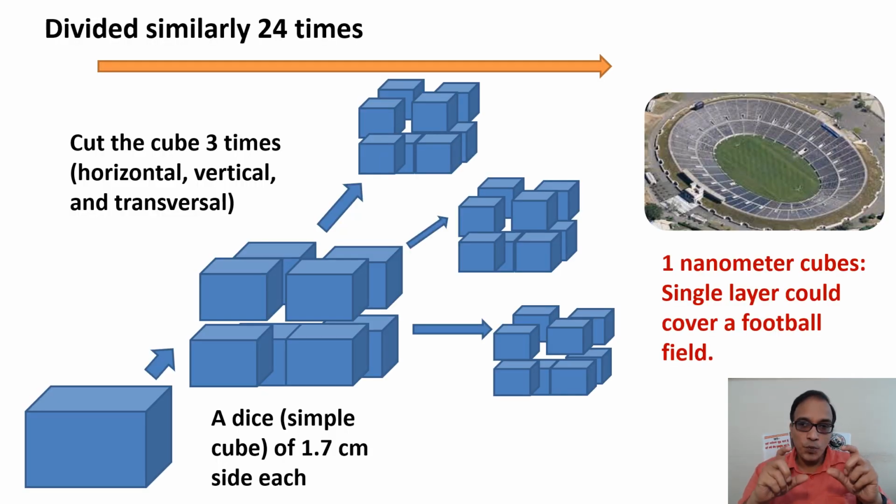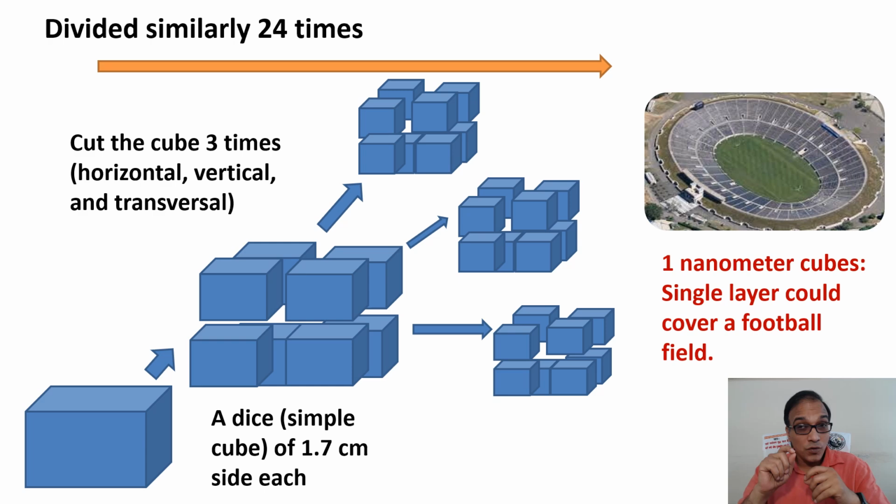We have a cube of a dice, a simple cube, you can say 1.7 centimeter side each. What we are going to do, we are going to cut it 3 times, horizontally, vertically, and transversally, and repeat this cutting for each cube 24 times. What you will get? You will get cubes which are of 1 nanometer scale.